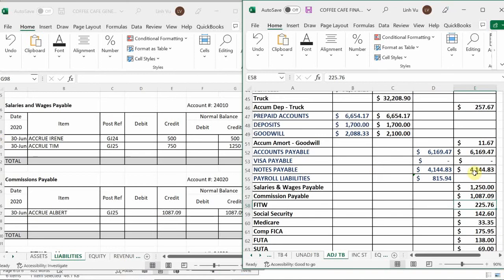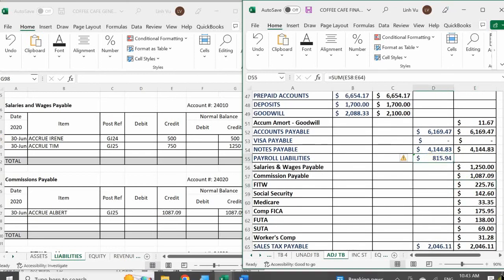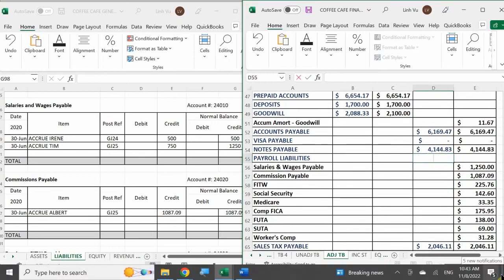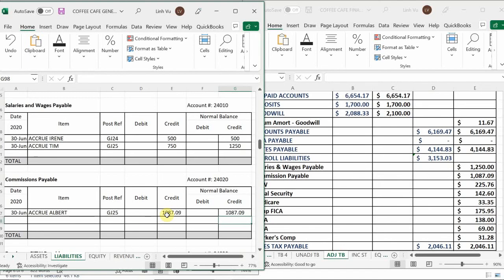Okay, so make sure that you re-change this formula because this formula does not include the salaries and wages payable or the commissions payable. One, two, three, four. So the FITW, the Social Security, Medicare, FICA, FUTA, SUTA, and workers' comp. Okay, so that's a total of $31,503.03.